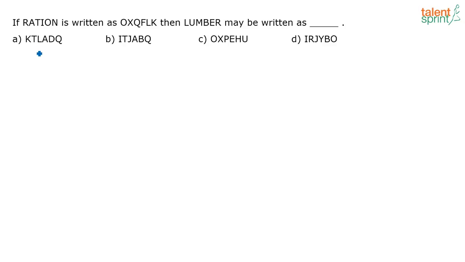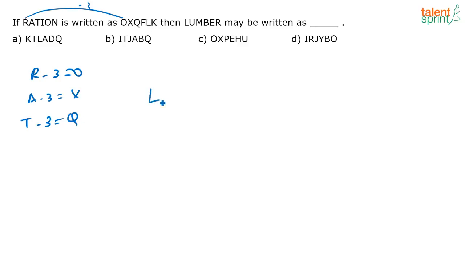See, what is the pattern that is being followed here? R minus 3 is O. Similarly, R minus 3 is O. Again, A minus 3 is X, and T minus 3 is equal to Q. So that's the pattern that is being followed here.